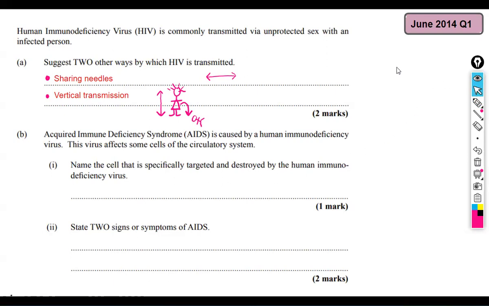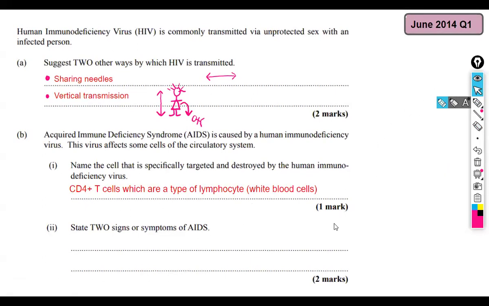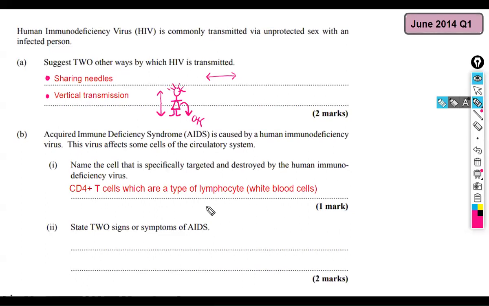B, let's see what's going on here. Acquired immune deficiency syndrome, better known as AIDS, is caused by the HIV virus, right? What's the name of the cell it affects? Well, it's the white blood cells. It starts to affect the white blood cells. But you want to be very specific. And I mentioned this a couple of weeks ago. Remember, there are 2 main categories of white blood cells. One called the lymphocyte, and the other one is called the phagocyte.